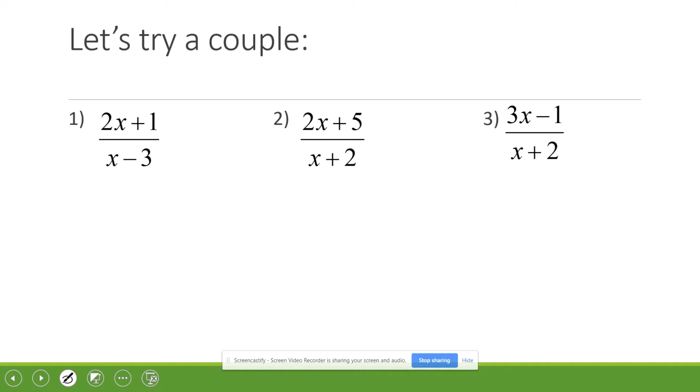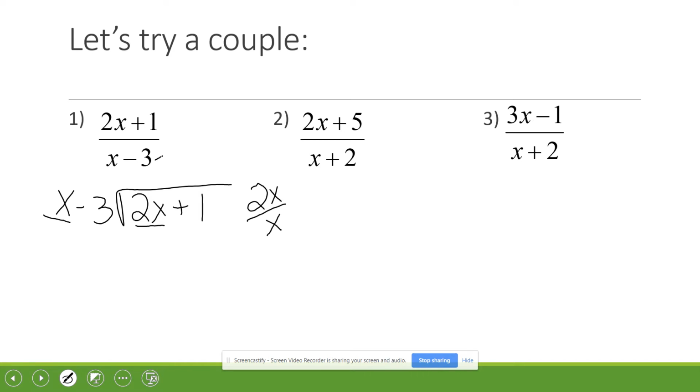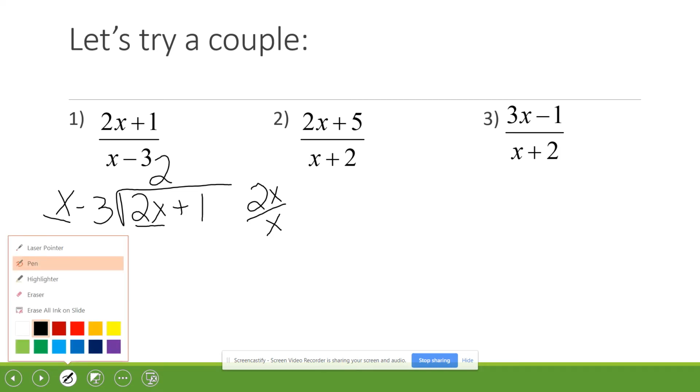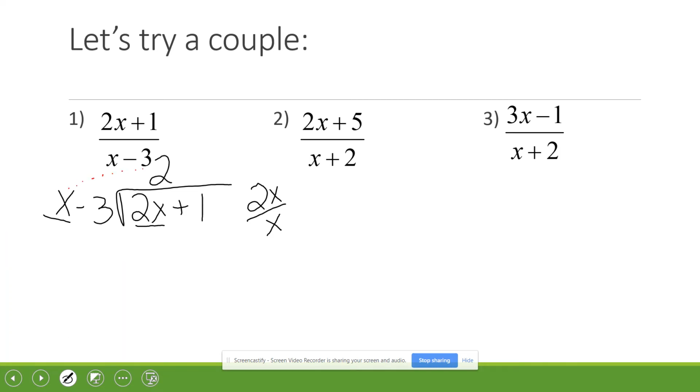Let's try a couple. I'm going to start with rewriting this as division. So you have 2x plus 1 divided by x minus 3. So x minus 3 goes on the outside, and 2x plus 1 goes on the inside. Remember, we always start with the very first term. So we have 2x divided by x is 2. That 2 multiplies to the x and the 3. So 2 times x is 2x, and 2 times negative 3 is negative 6.